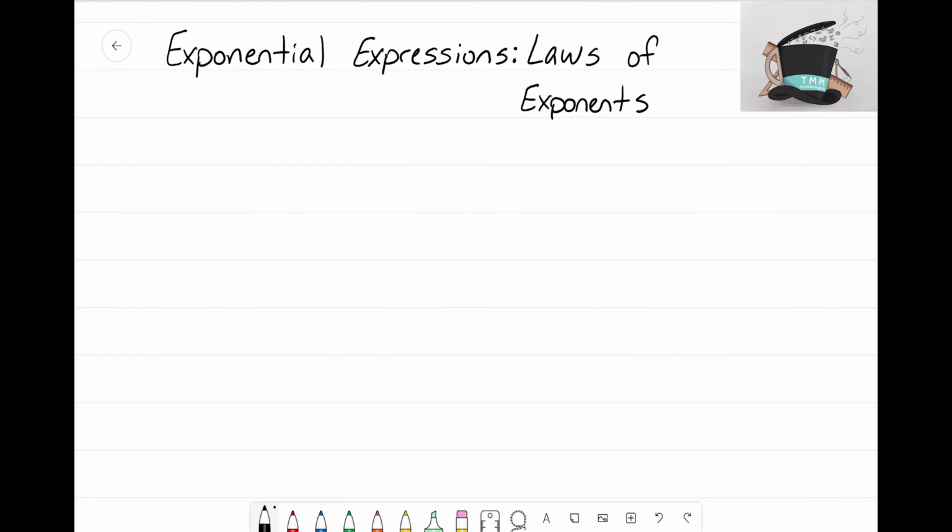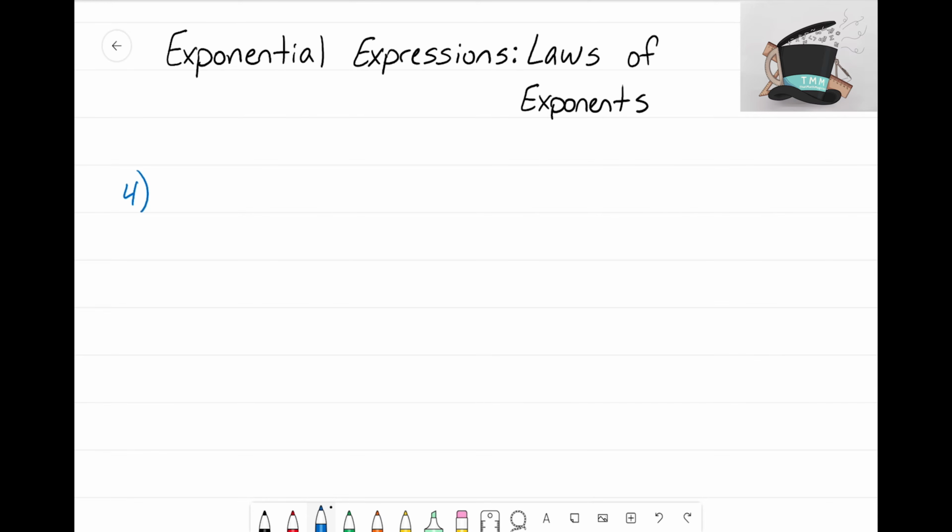Hey everyone, it's that math magician, and in this video we're going to look at our final two laws of exponents. Let's start off with our fourth one, and we're going to start with an example to develop what that fourth law of exponents is. Now, we're going to have to use some of the laws of exponents that we've already discovered in the previous video to help us develop this fourth law.